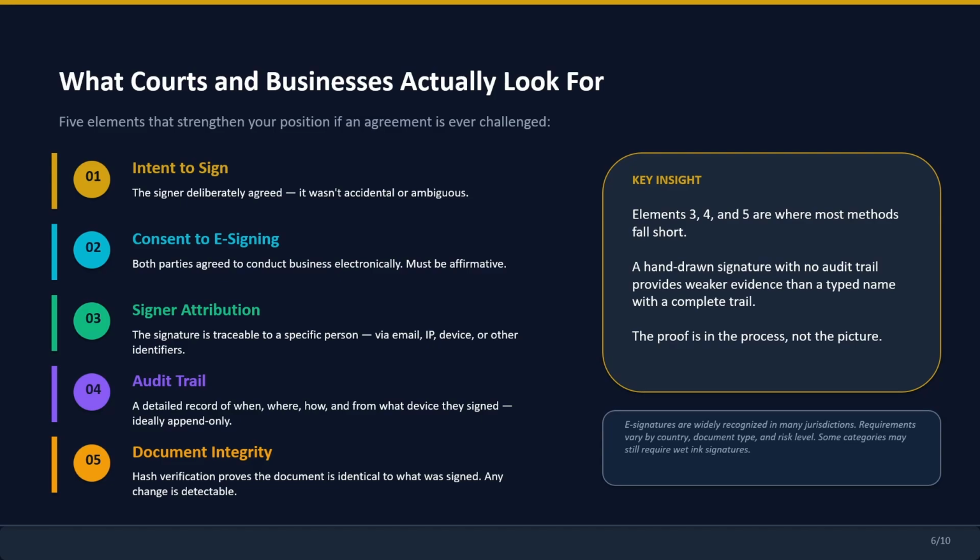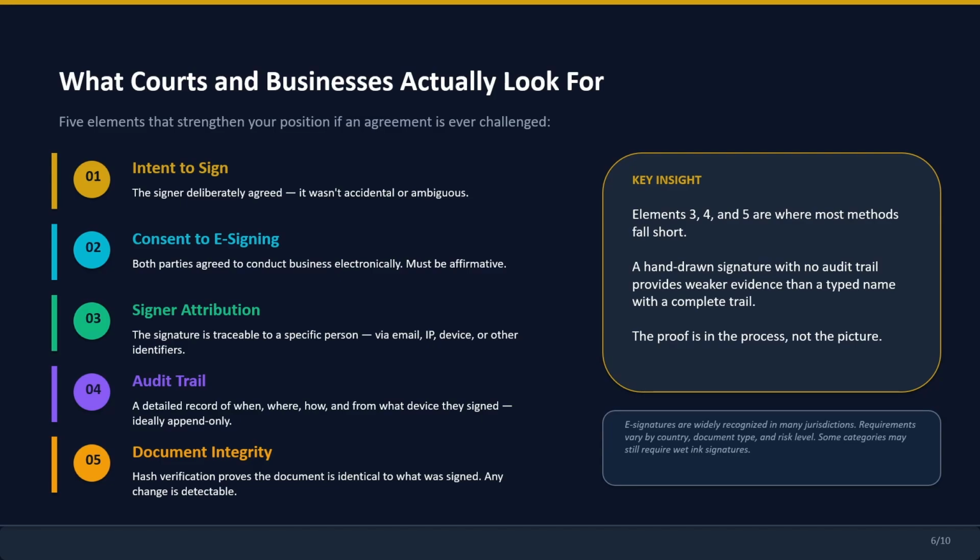Number four, an audit trail, a detailed record of when they signed, where they were, what device they used, what actions they took. Ideally, this trail is append-only, meaning once an event is logged, it can never be edited or deleted. Number five, document integrity, hash verification, a digital fingerprint that proves the document hasn't changed since signing. If anyone modifies even one character in the document, the hash changes completely and the tampering is detectable.